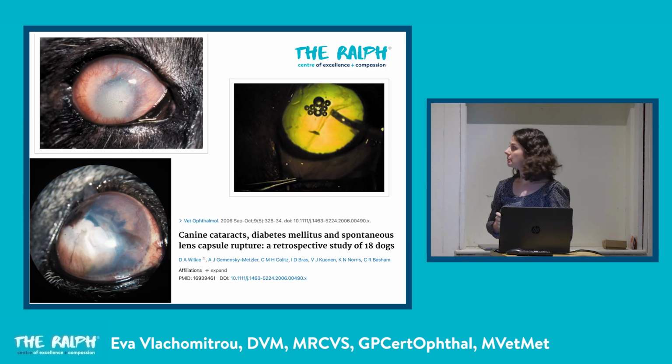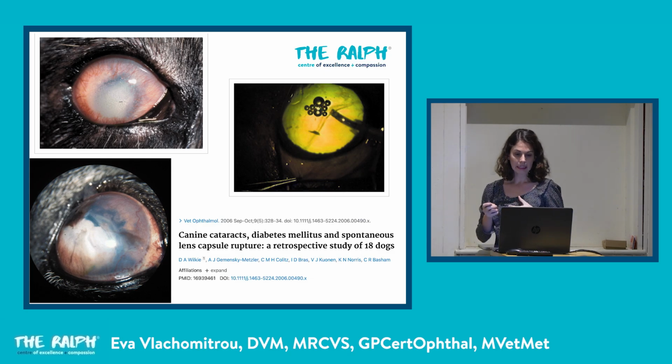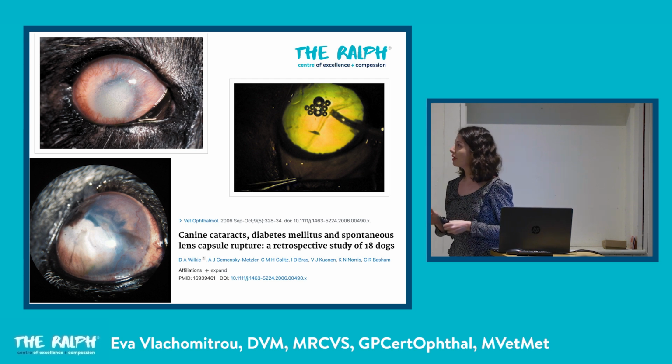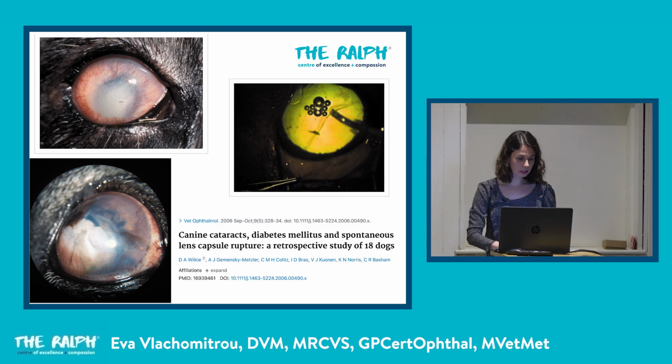These photos are from this paper that I have included here for you. This is a really nice paper by David Wilkie, and I think they studied 22 or 24 dogs, I can't remember now, and the majority of them had pre-existing tears of the lens capsules even before referral. And you can see in the top right photo really marked, really chronic phacoclastic uveitis. You can see the marked corneal vascularization, the edema, the keratic precipitates.